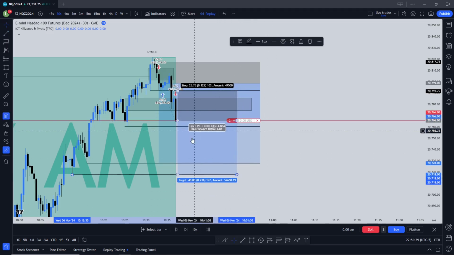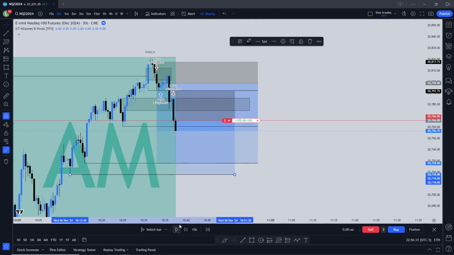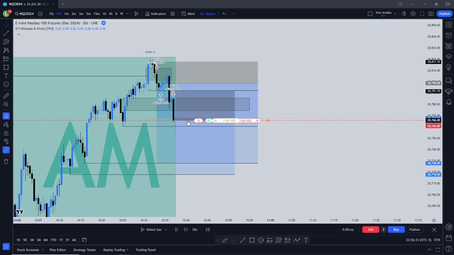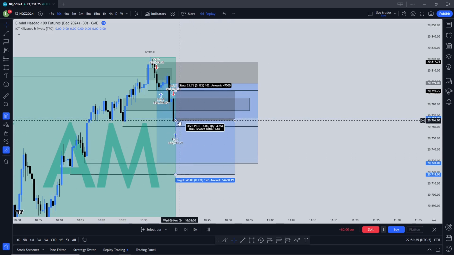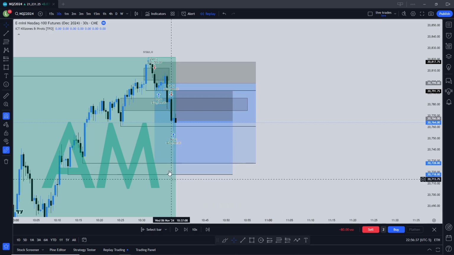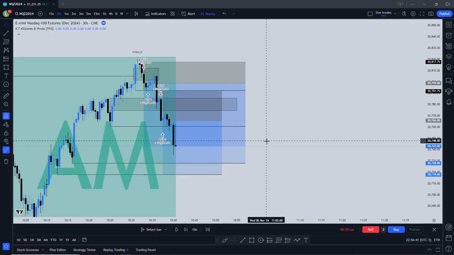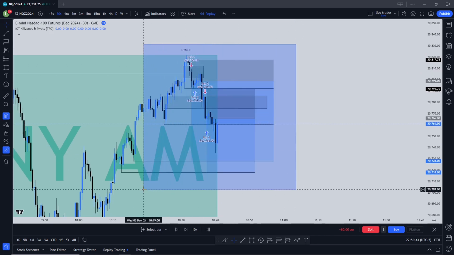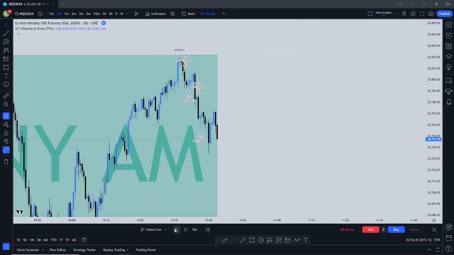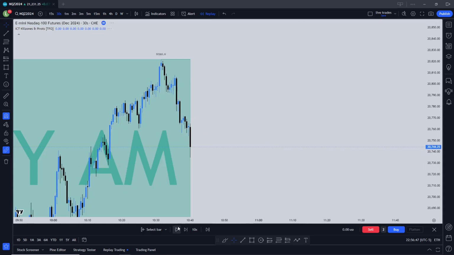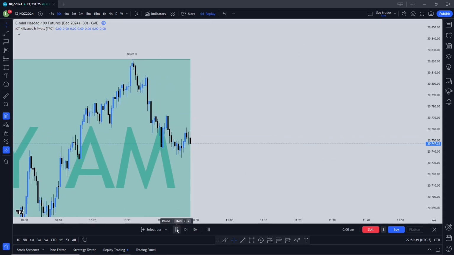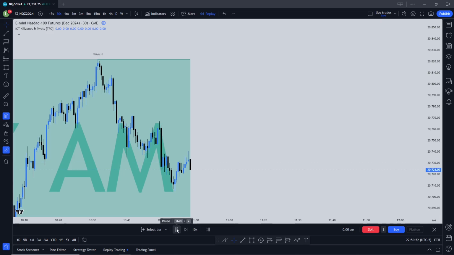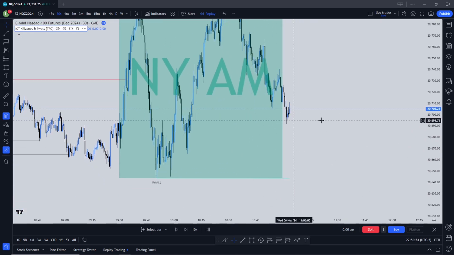Let's see. If you enter in, stop loss to break even, you would have gotten stopped at break even there. Because it closed so close to it, that's very expected. And we're getting close to the end of this kill zone, the end of the New York AM, at 11. And then there we go.